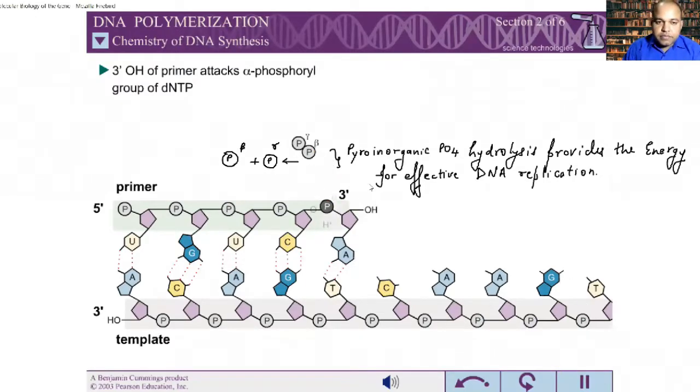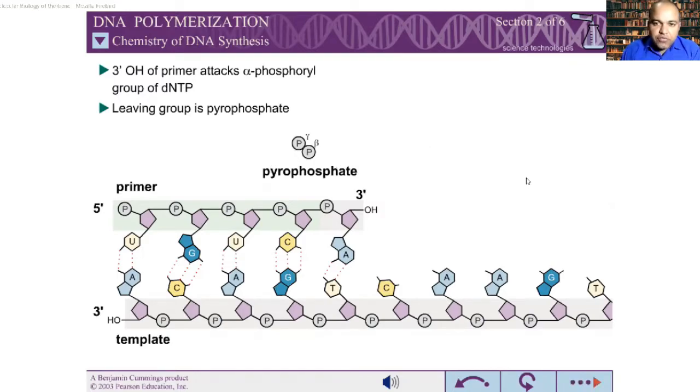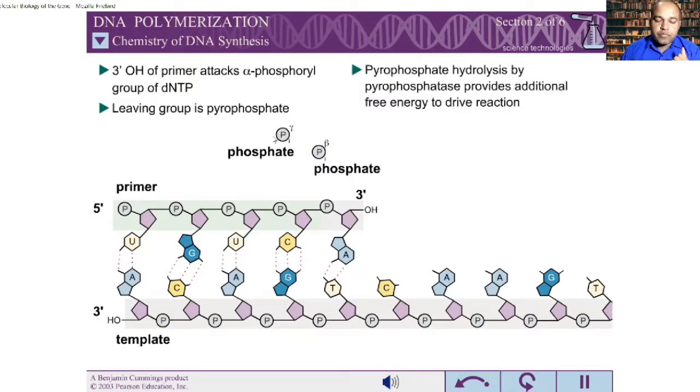The leaving group for the reaction is pyrophosphate, which is formed from the beta and gamma phosphoryl groups of the dNTP. You can call it pyrophosphate or pyro-inorganic phosphate; it is the same thing, and that is going to be produced. Next. The free energy change for this reaction is rather small. However, additional free energy is provided by the rapid hydrolysis of the pyrophosphate into two phosphate groups.